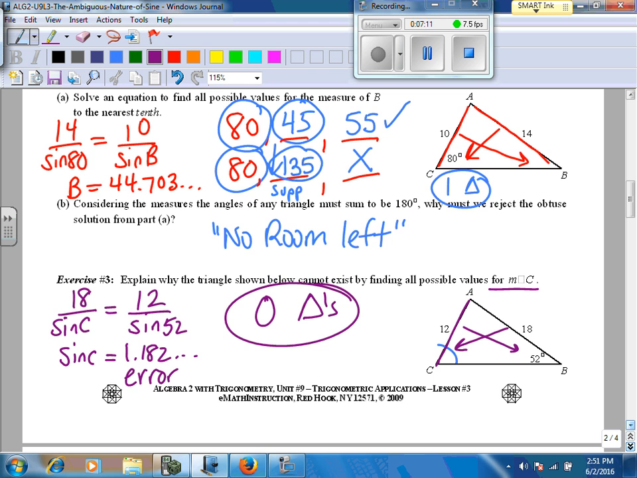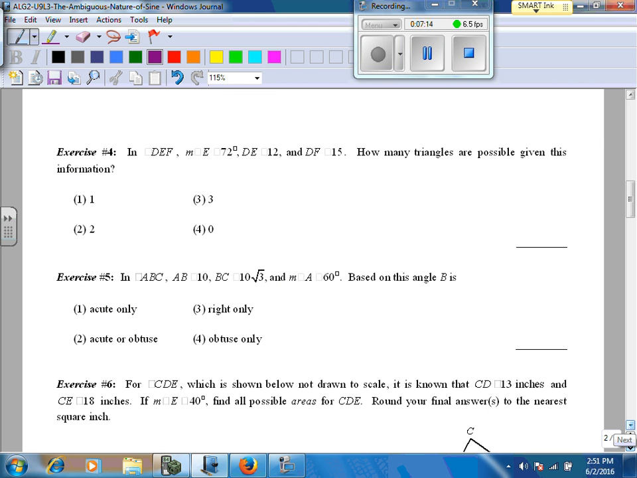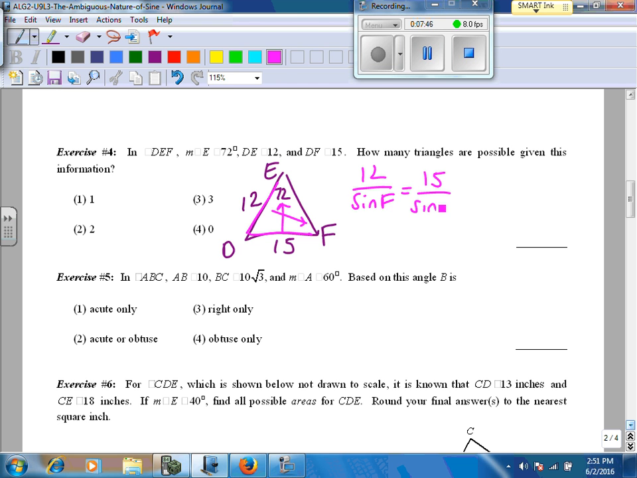Hopefully my computer will go down to the next page nice and smooth, but, oh, okay. So we have to draw our own triangle here. In triangle DEF, doesn't matter where you put the letters, the measure of angle E is 72. The measure of DE is 12. DF is 15, and we want to see how many triangles are possible. So again, we've got this side, this angle, this side. We can find angle F. So 12 over sine F equals 15 over sine 72.